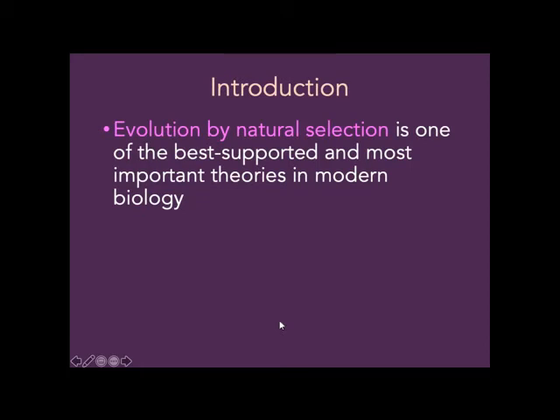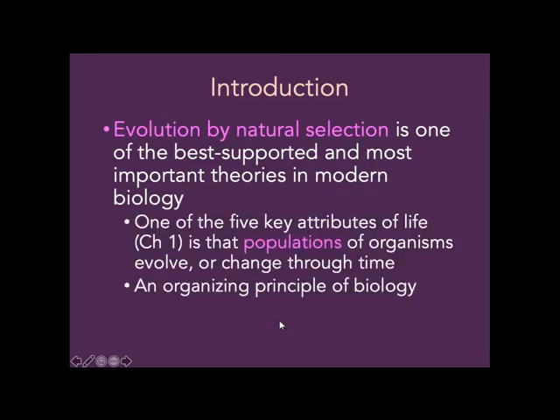Okay, so as a rough introduction, evolution by natural selection is one of the best supported and most important theories in modern biology. If you go back to chapter one of your textbook, your book talked about key attributes of life, right? One of the five key attributes of life is that populations of organisms evolve or change over time. And so evolution by natural selection is essential to that component of being alive.